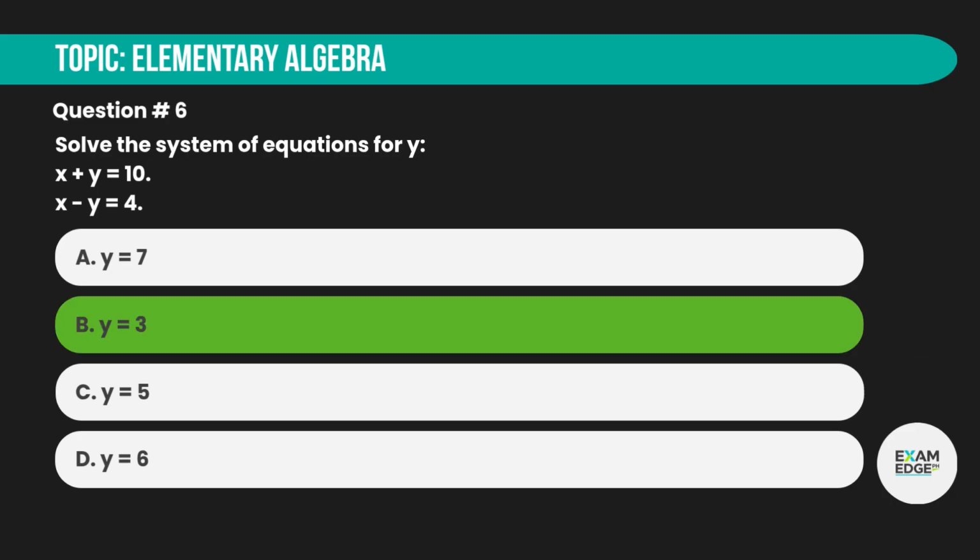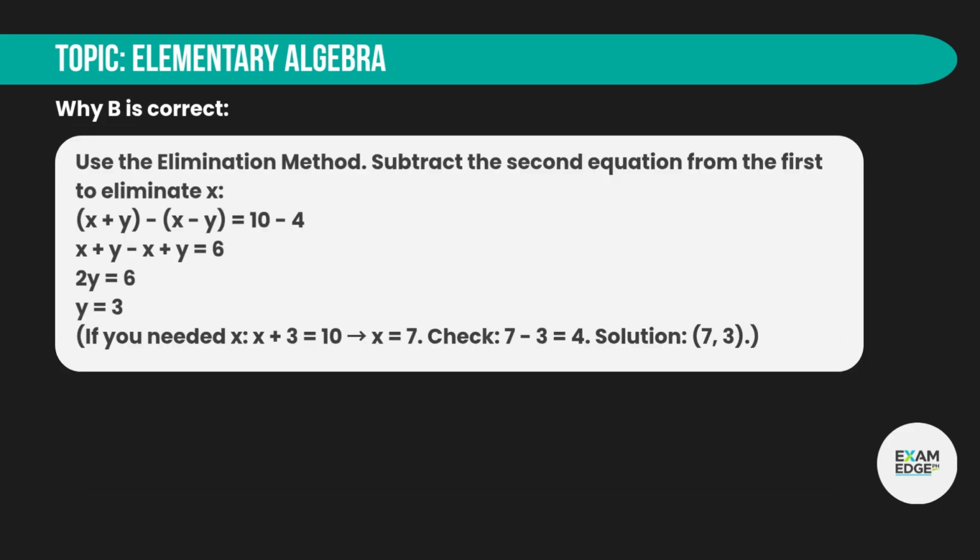Correct answer: B. y equals 3. Why B is correct? Use the elimination method. Subtract the second equation from the first to eliminate x. (x + y) minus (x minus y) equals 10 minus 4. x plus y minus x plus y equals 6. 2y equals 6. y equals 3.